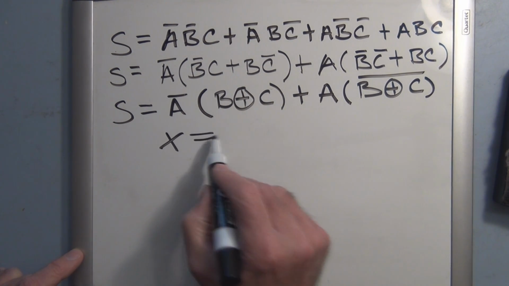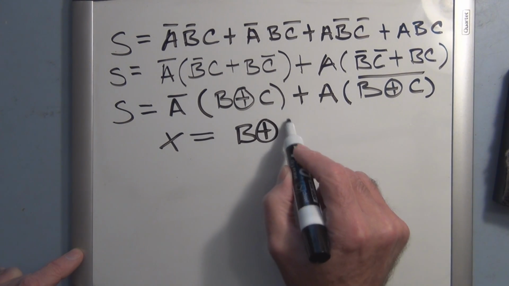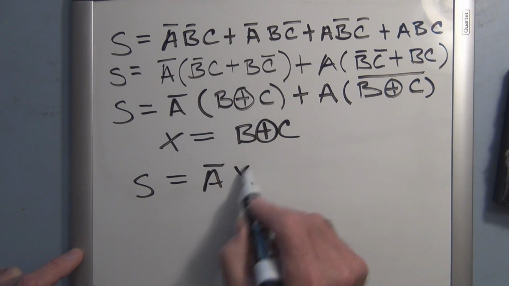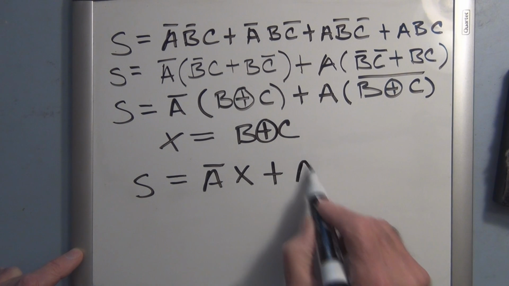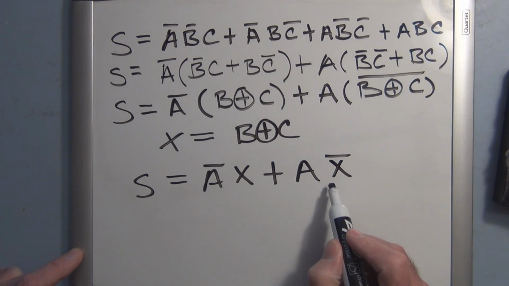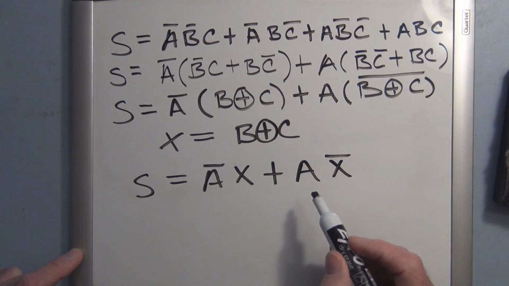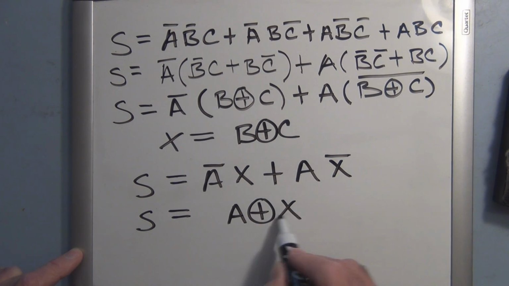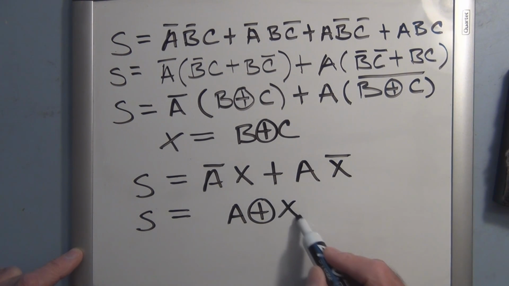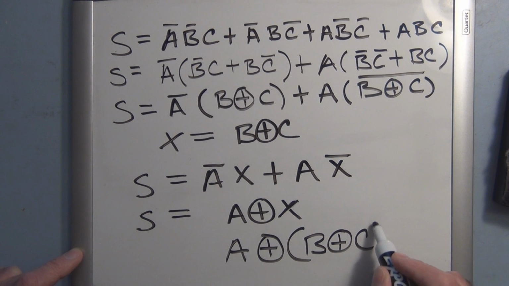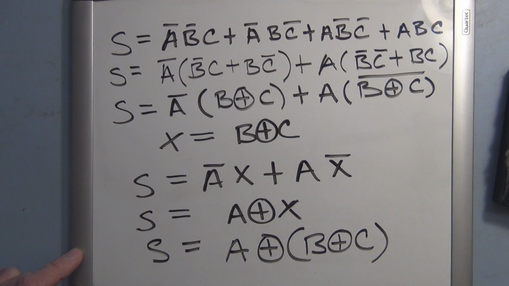If we say X is equal to B exclusive OR C, and simplify this expression further, we have A0 X ORed together with A X0. And we just recognized this expression up here as an exclusive OR gate. So S is equal to A exclusive OR X. And if we substitute what X is, this becomes A exclusive OR with B exclusive OR C. That's what the sum output will equal.